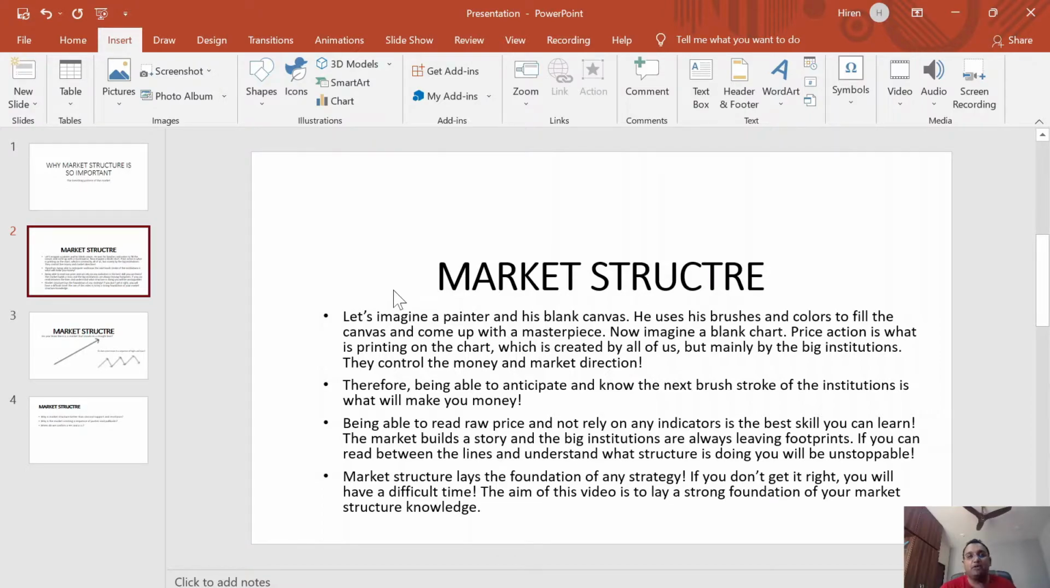The next super important thing is to be able to read raw price and not rely on any indicators. That is the best skill you can ever learn. I can totally vouch for that because I started with indicators.